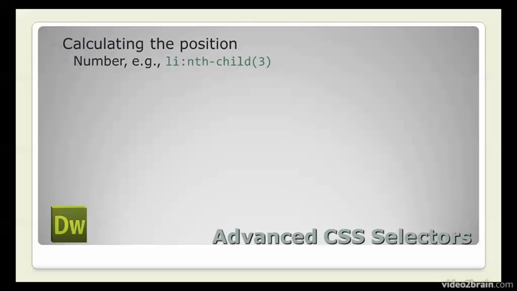To calculate the position used by any of these pseudo-classes, you can use a number within the parentheses. So in this example, this would look for the third list item within its parent, which would either be an unordered list or an ordered list. You can also use the keywords odd and even. So in this case, tr nth child odd would style every odd row within a table.